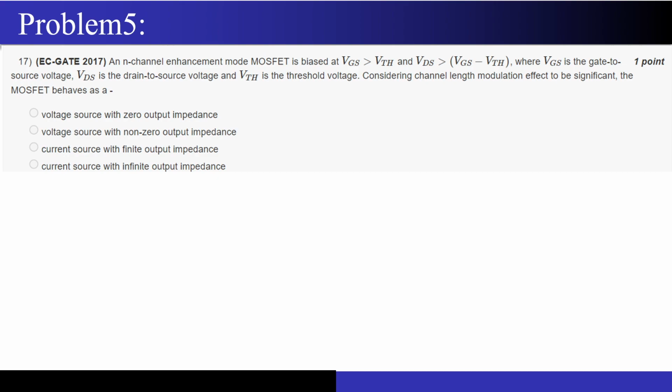Yeah, so now we will solve a few numericals based on what I have just told you, right? This was a question that came in the GATE exam. An N-channel enhancement mode MOSFET. I already told you, most of the MOSFETs that you are studying are enhancement mode MOSFETs, right? Don't worry about the depletion mode as of now. It is biased at a VGS greater than VTH and VDS greater than VGS minus VTH. So what is this region? This is nothing but your saturation region. So my MOSFET is operating in the saturation region, right?